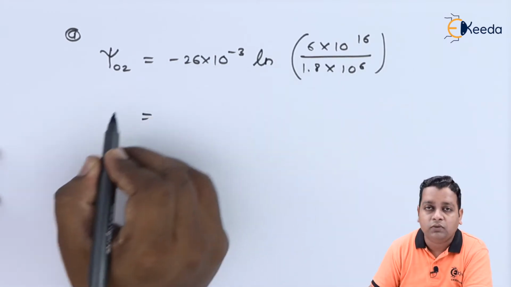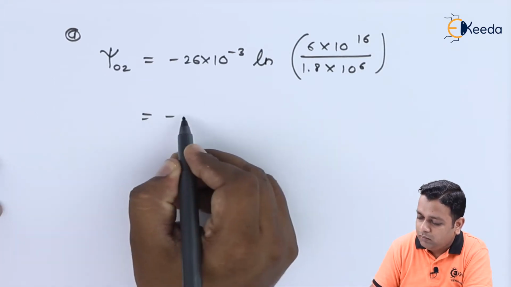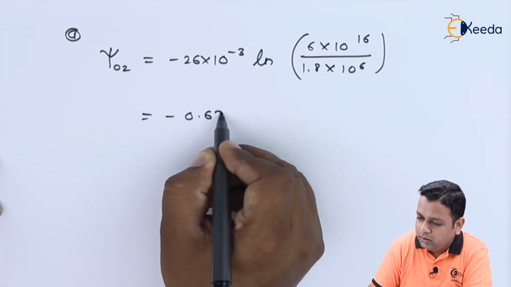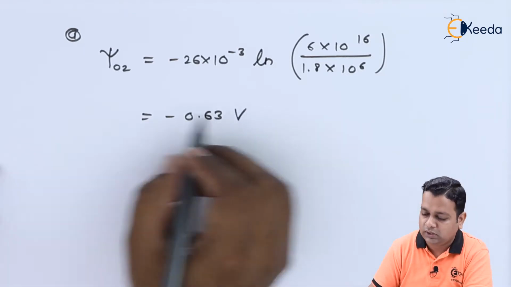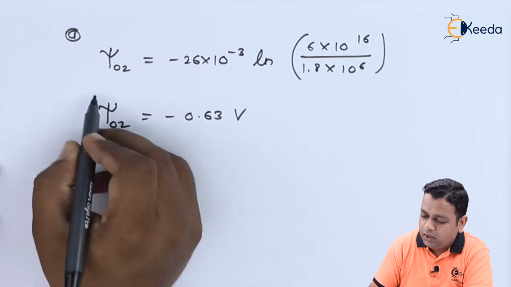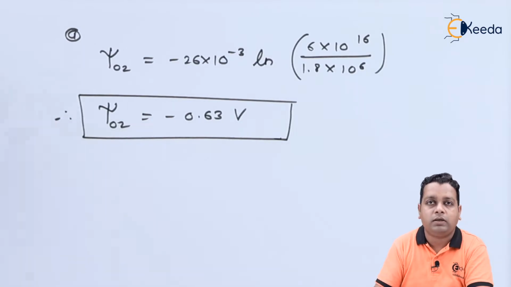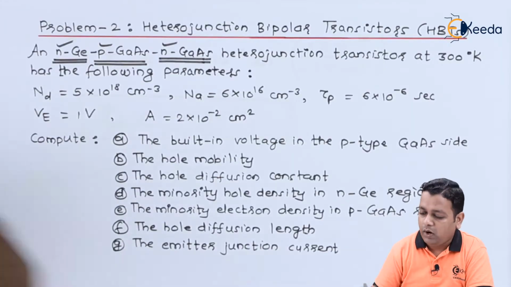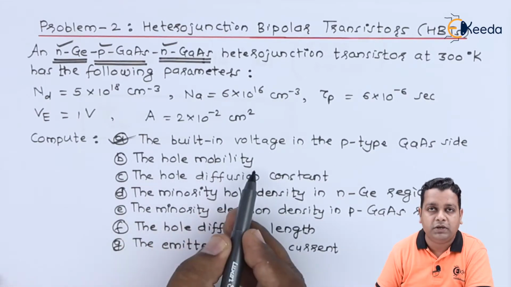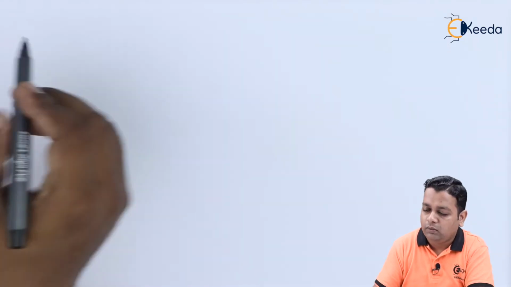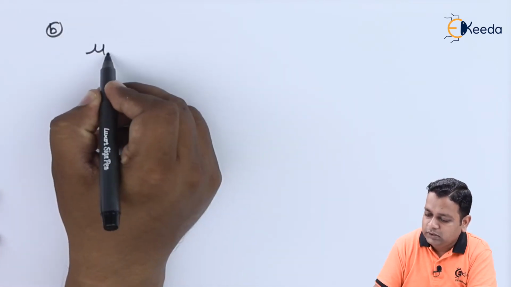So all the values are substituted and the corresponding answer for part A will be minus of 0.63. So as it is voltage, we measure it in terms of volts here. So I outline this answer. This is the required answer for part A. Now after finding the answer for part A, in the part B we compute the hole mobility. Now the hole mobility for the part B is given by mu suffix p here.